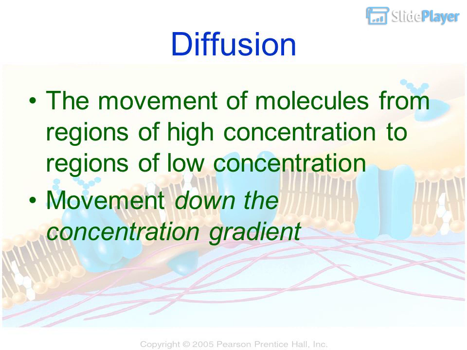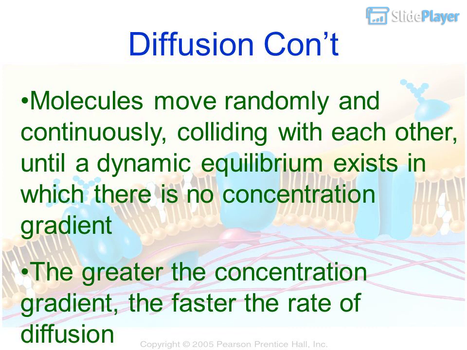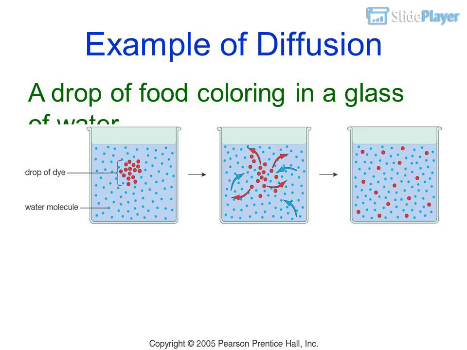Diffusion is the movement of molecules from regions of high concentration to regions of low concentration, down the concentration gradient. Molecules move randomly and continuously, colliding with each other, until a dynamic equilibrium exists in which there is no concentration gradient. The greater the concentration gradient, the faster the rate of diffusion. An example of diffusion is a drop of food coloring in a glass of water.